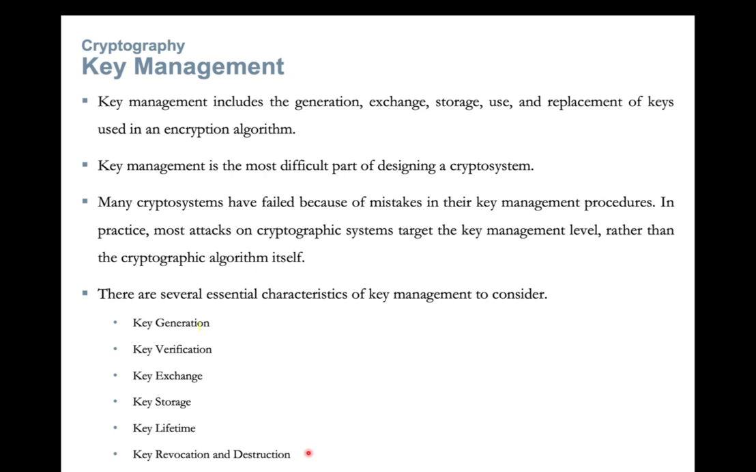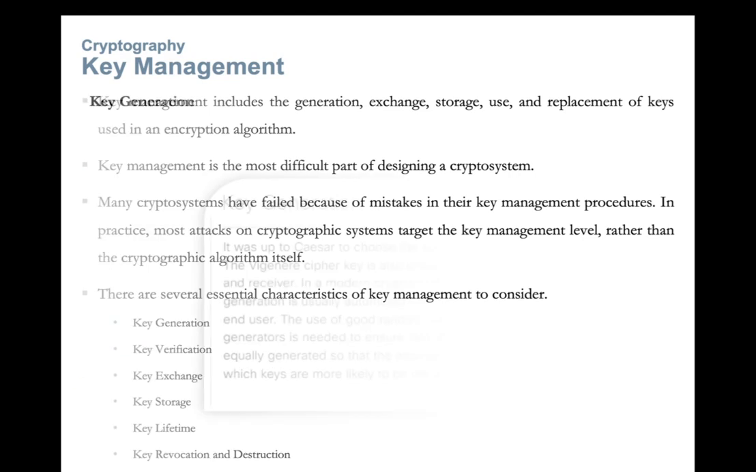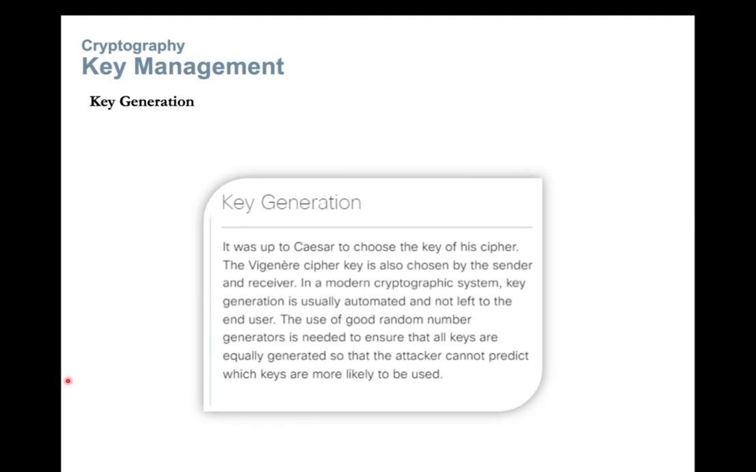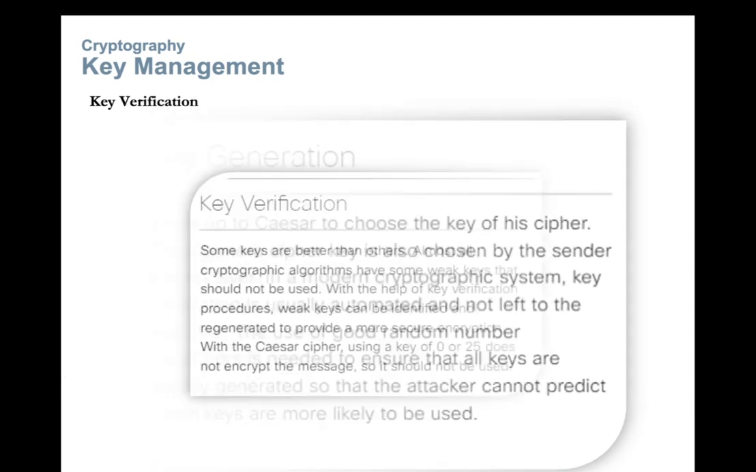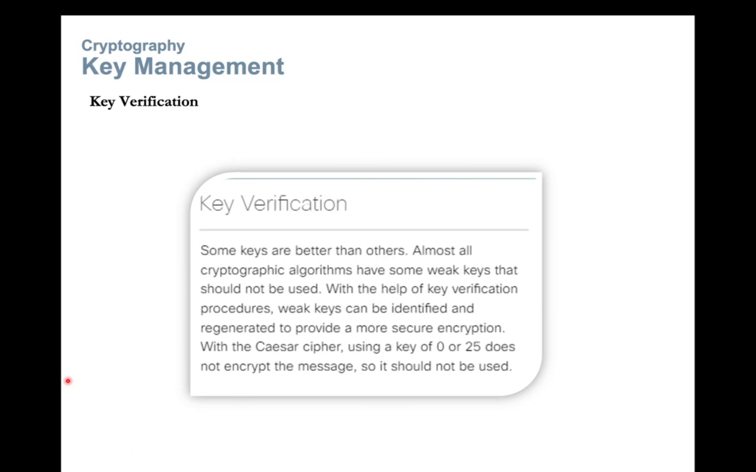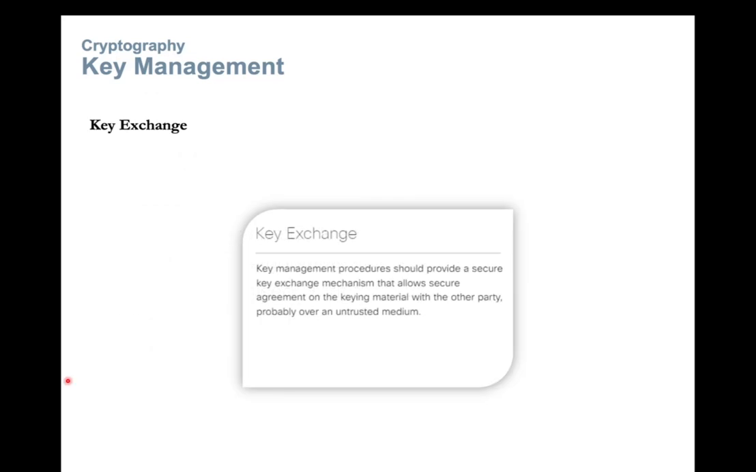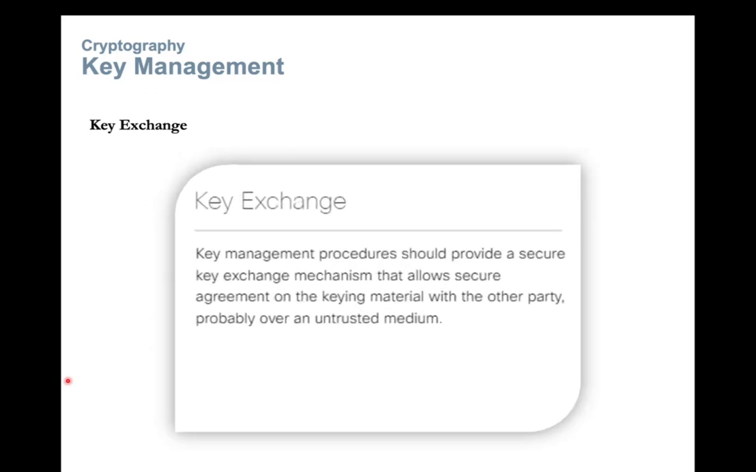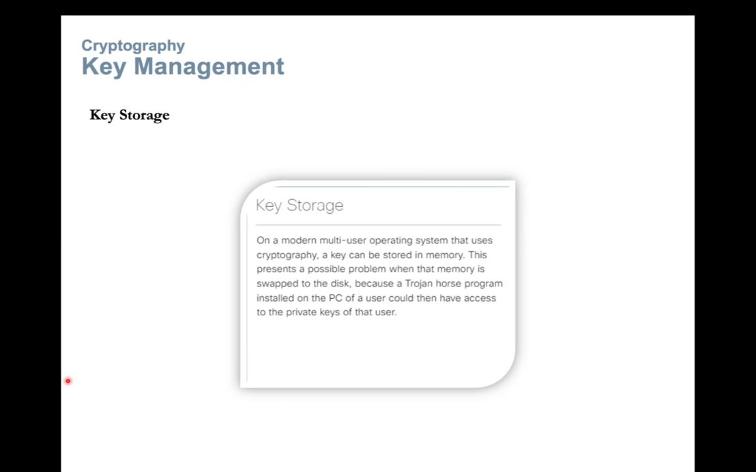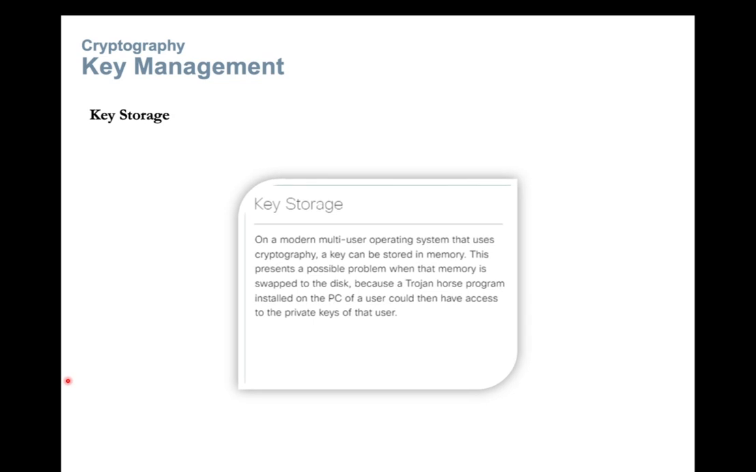The next few slides explain key generation, verification, exchange, storage and lifetime. Key generation, as we just discussed, and key verification, where some keys are better than others, so almost all cryptographic algorithms have some weak keys. And finally, key exchange, where the keys between parties must be securely exchanged, and then key storage, where third parties are used to store the keys.